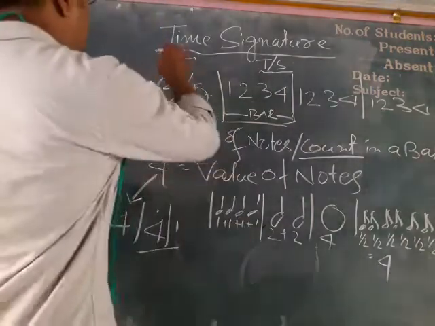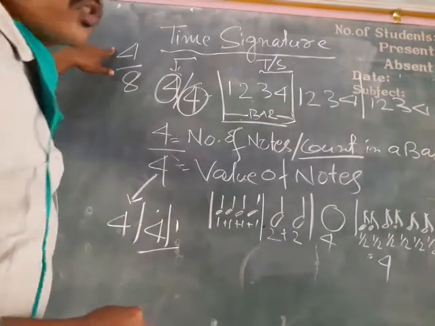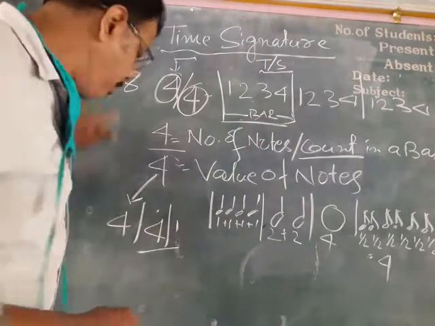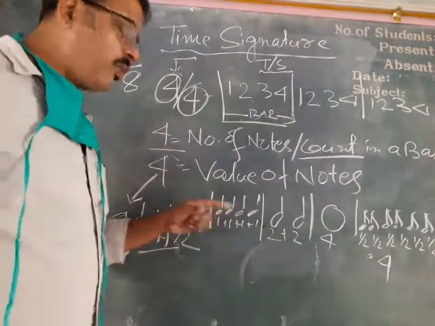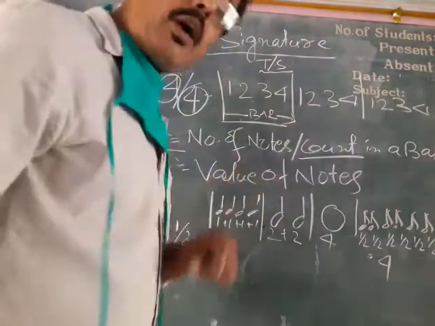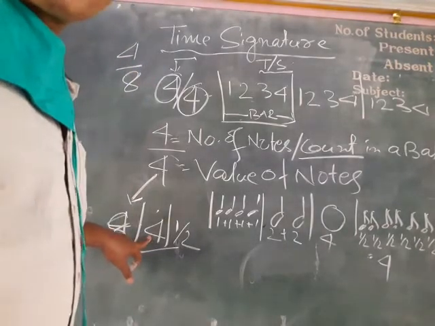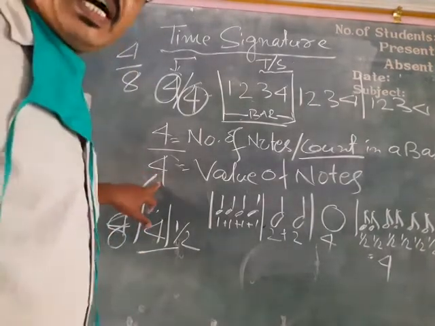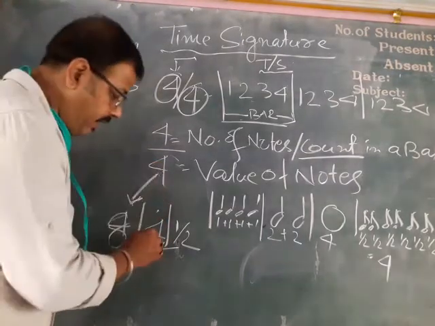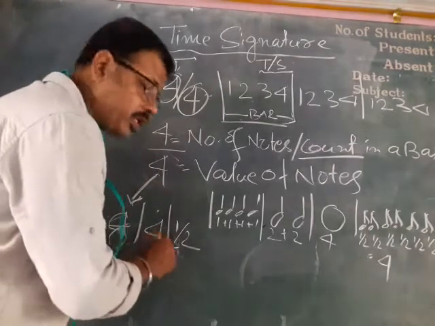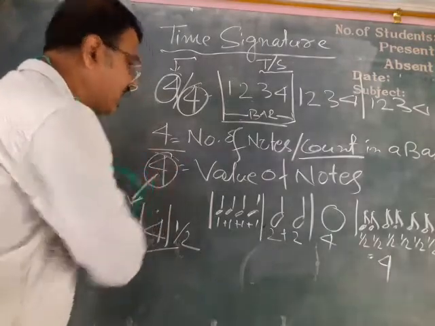Suppose I talk about 4/8. The upper 4 indicates the number of counts in a bar. For the value, you have to divide 4 by 8, which means half. All the notes will be half counts. This 4 would not be changed. You have to divide by the figure below. You are not dividing the upper figure. You are dividing the universal 4, the forefather of rhythm, by the particular numeral.